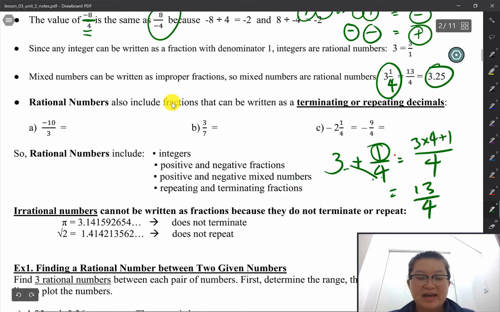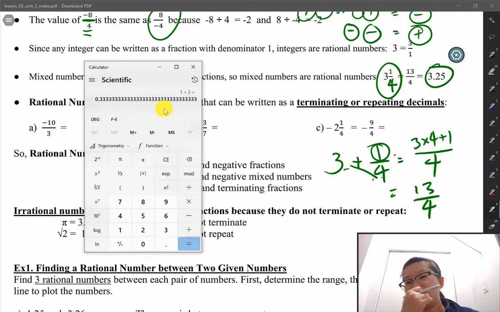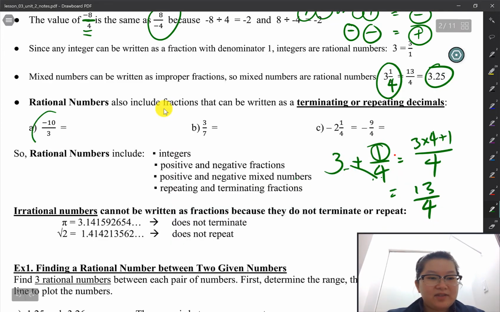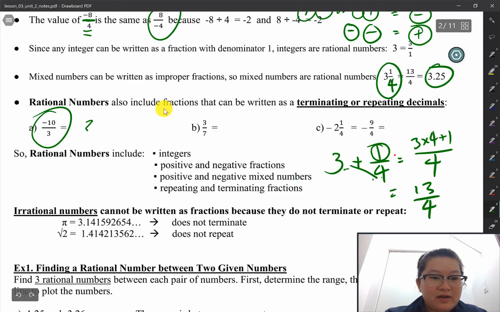Rational numbers can be any fraction, that is, it can be terminating, or if it has any sort of repeated decimals. A good example of that is 1 over 3, which we know is going to give us 0.3333333. So if it's a repeating decimal, then this also is a rational number. Here in our example, we have 10 over 3. If we take 10 divided by 3, this gives us 3.33333. And don't forget, there is a negative sign in front.